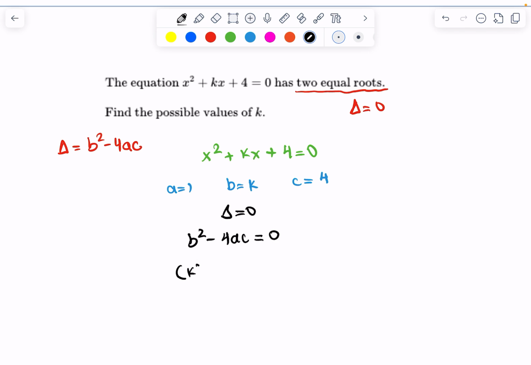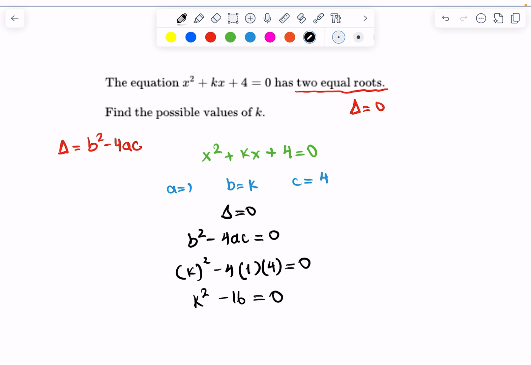B is k, right? B squared is going to be k squared, minus 4 times the value of a times the value of c, okay? And therefore, I'm going to run into this equation, which is a quadratic equation. Now, the value of b is 0.